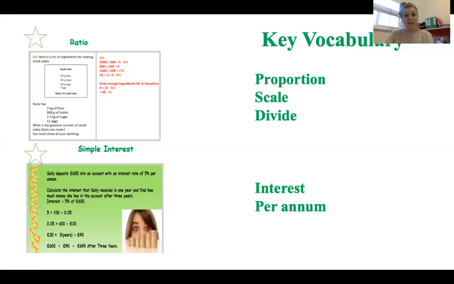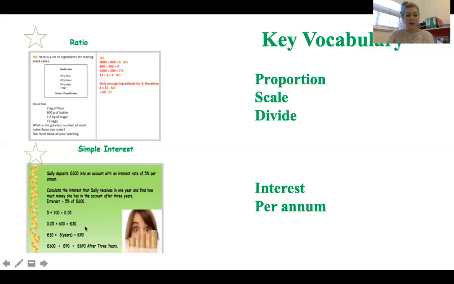Now, something that we need to be careful with here, when we're working with recipes, we'll be given weights either in grams or kilograms. You need to know that there are 1,000 grams in 1 kilogram. At some point, you will be asked to convert there, so that's really important.